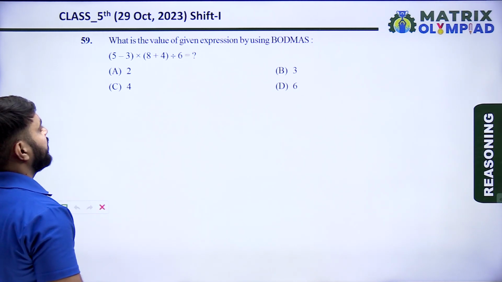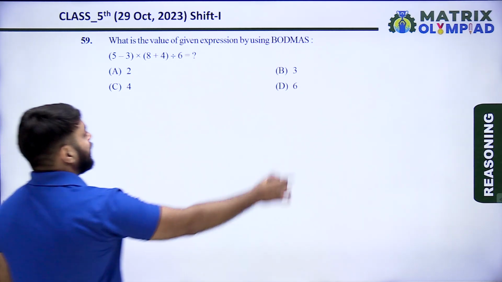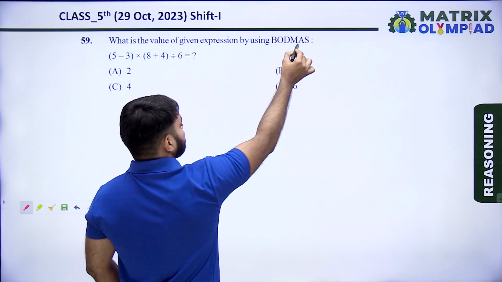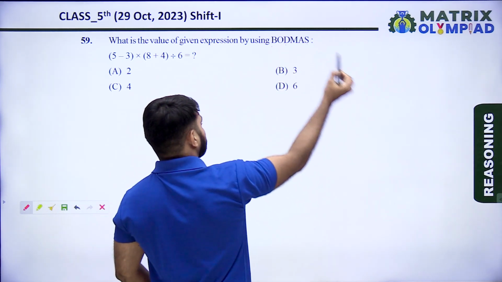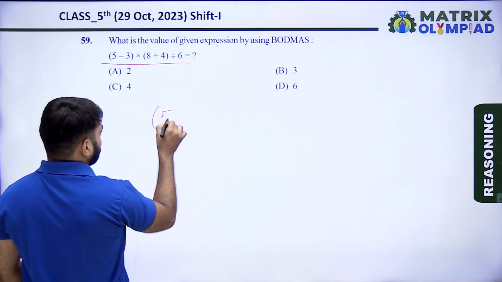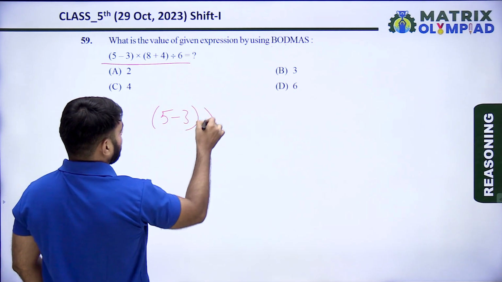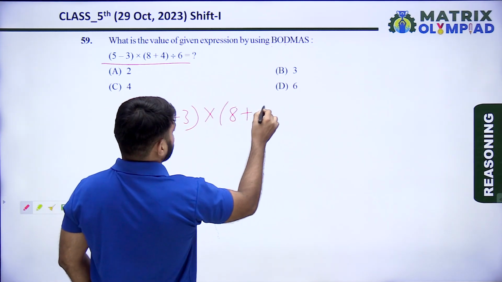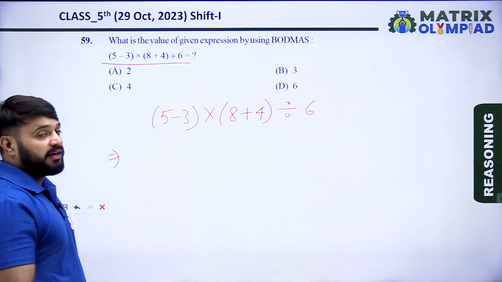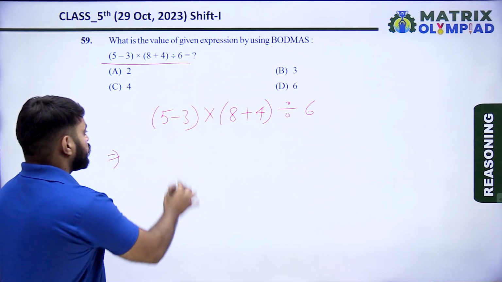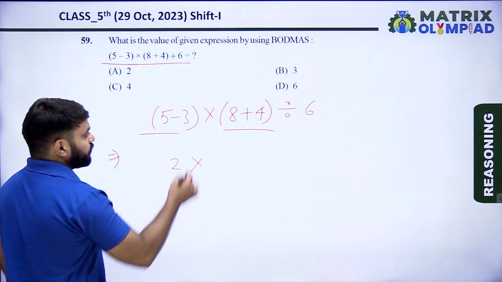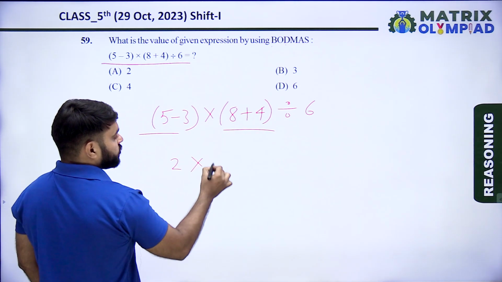What is the value of the given expression by using the BODMAS rule? B means bracket, O means order of power, D means division, M means multiplication, A means addition, and S means subtraction. So find the value of the given expression. So the expression is (5 minus 3) multiply by (8 plus 4) divided by 6. So first, according to BODMAS, solve the brackets. So 5 minus 3, it means 2. Now 8 plus 4, it means 12.